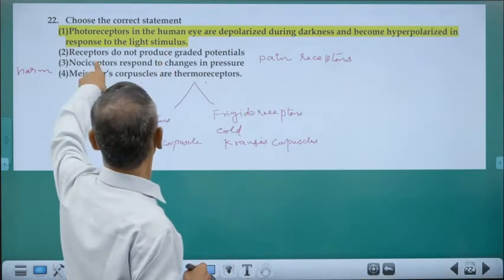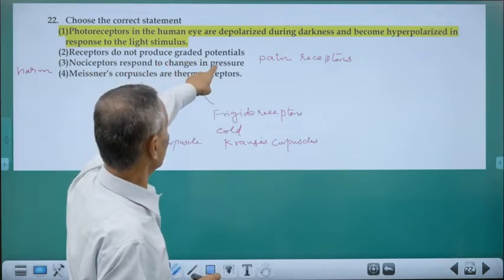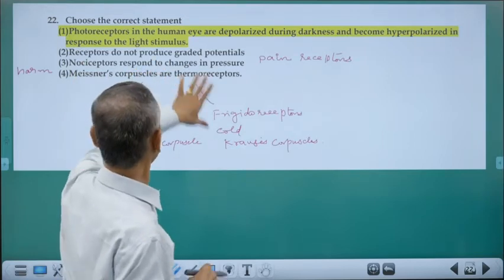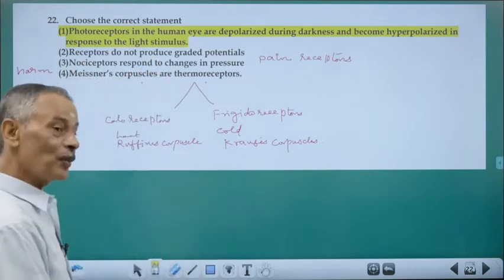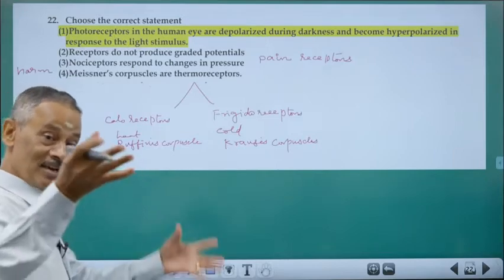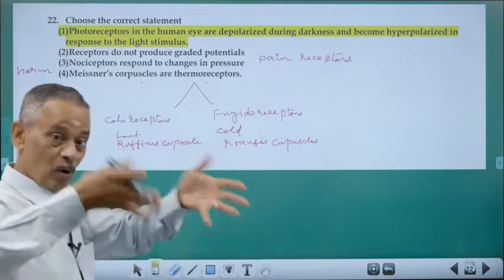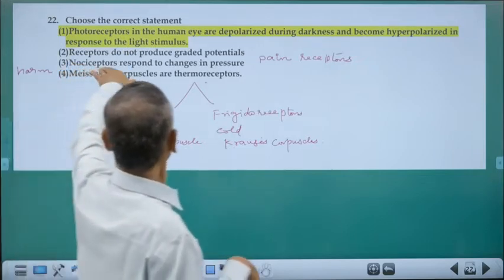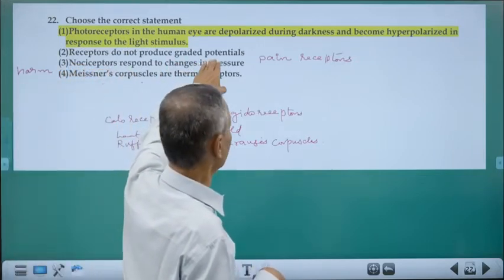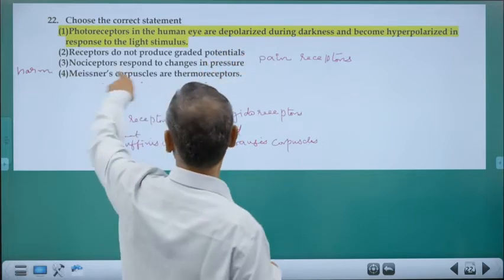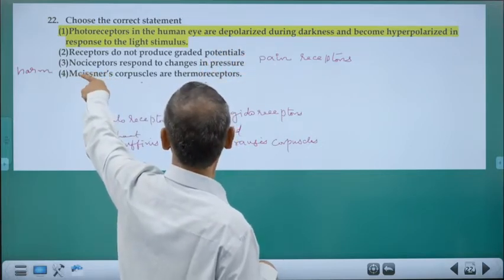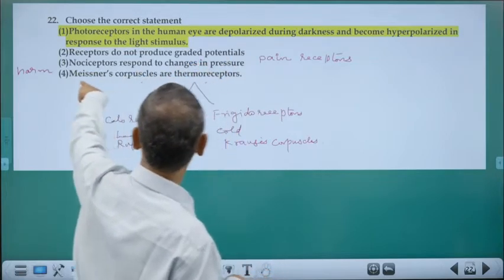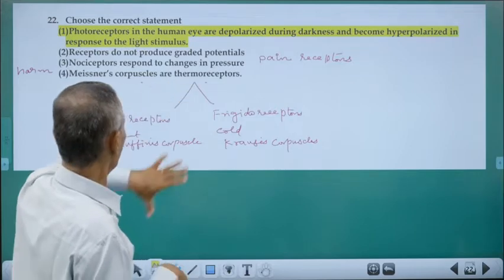That's correct. Receptors do not produce graded potential. They produce graded potential. See, what is the stimulus? Amount of stimulus. If you apply a small stimulus, the potentials will be differing. No, C means harming. There are pain receptors that respond to changes in pressure. No, Meissner's corpuscles are not thermoreceptors.